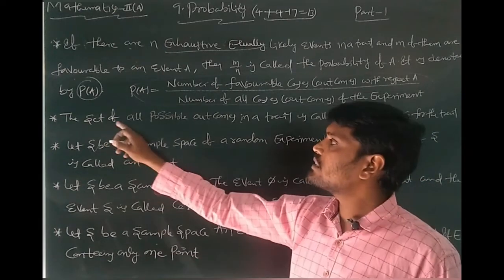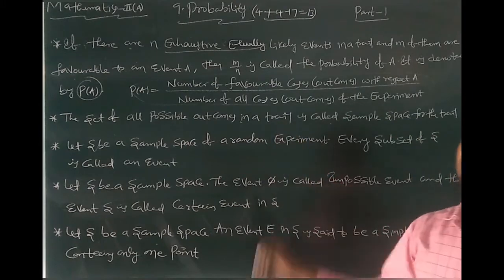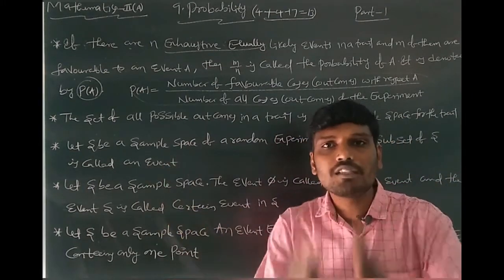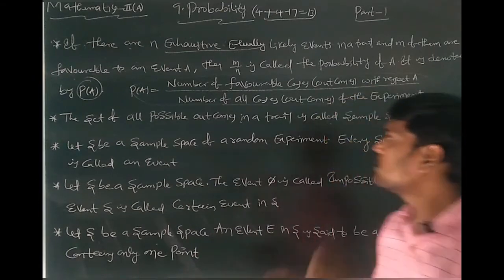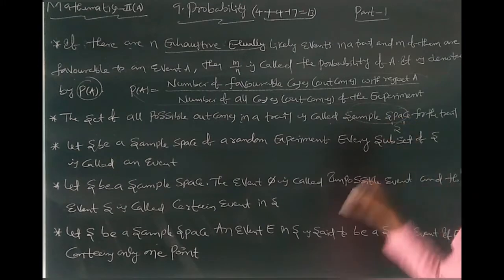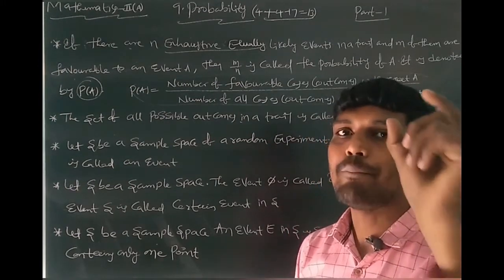After that, the next point: the set of all possible outcomes in a trial is called the sample space. The sample space is denoted with capital S.